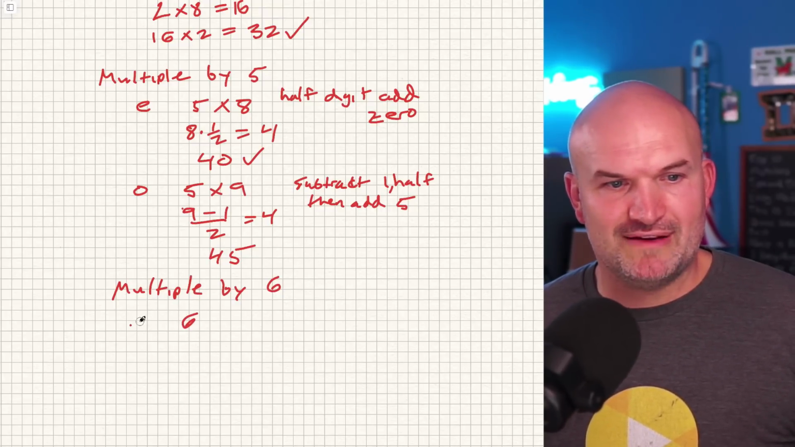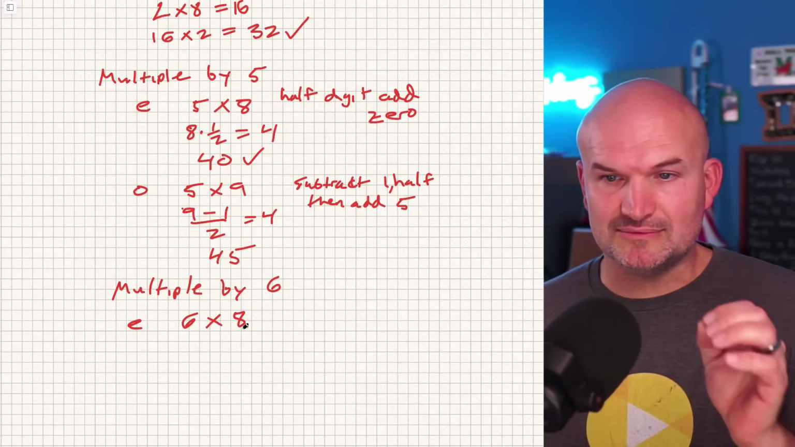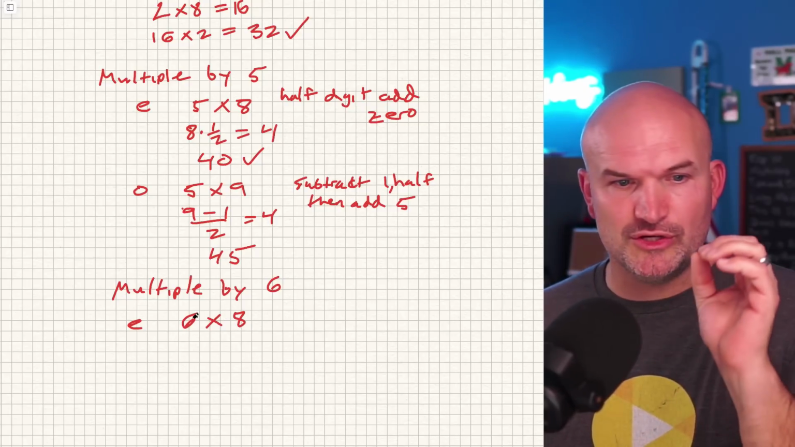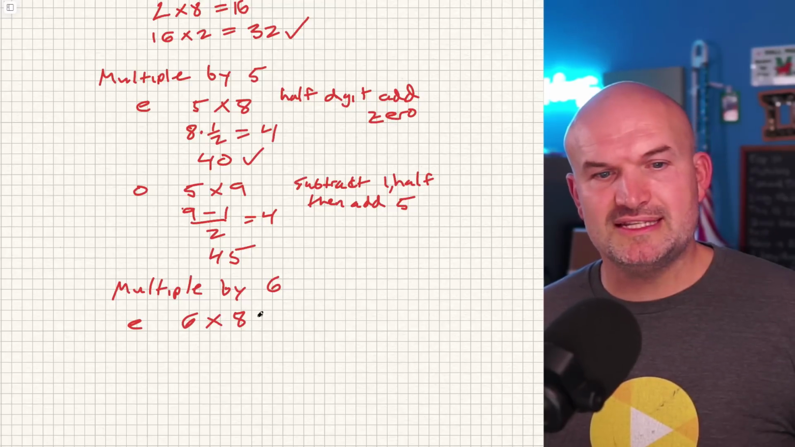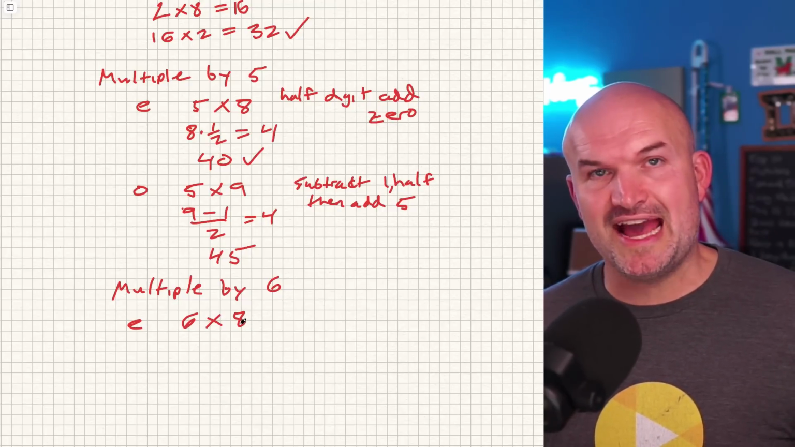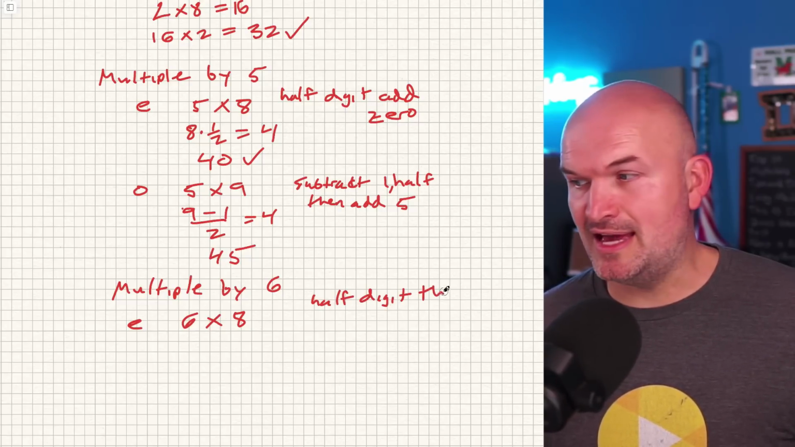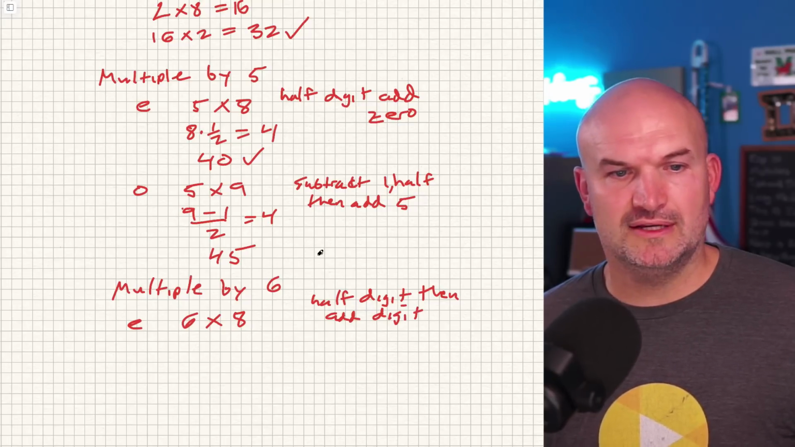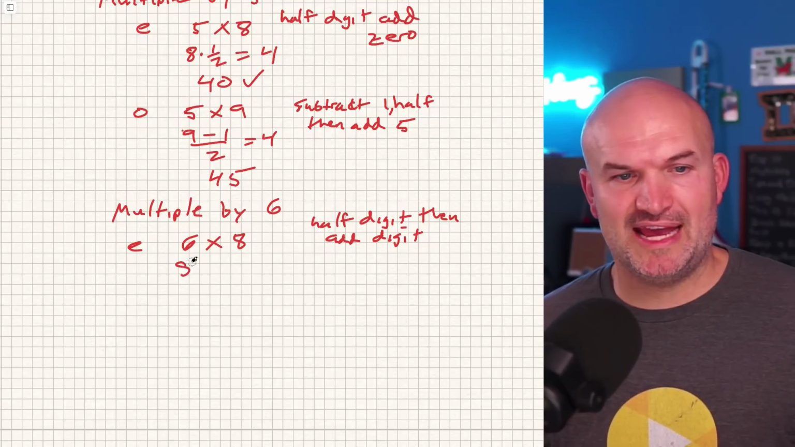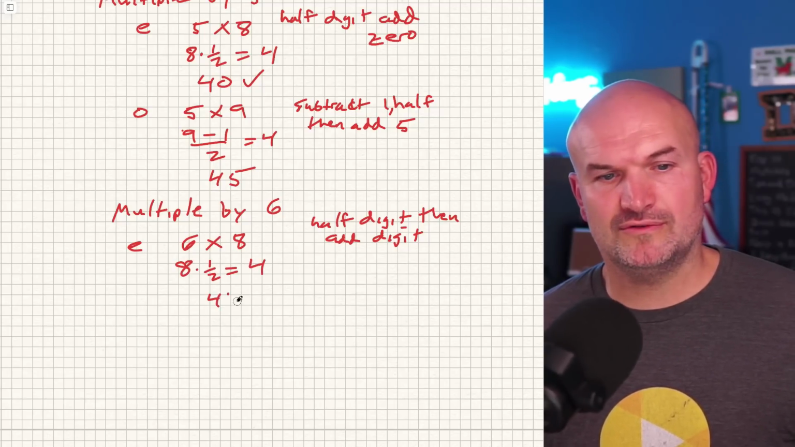So in this case, again, we're going to have an even or odd. So if I have a 6 times an 8, what you're simply going to do is take whatever this is, if it's even, you're going to take half of that and then keep the remaining digit. So half digit and then add your digit. So for multiply by 6, you're going to do 8 times 1/2. That's going to equal 4. And then you're going to add your digit, 48.